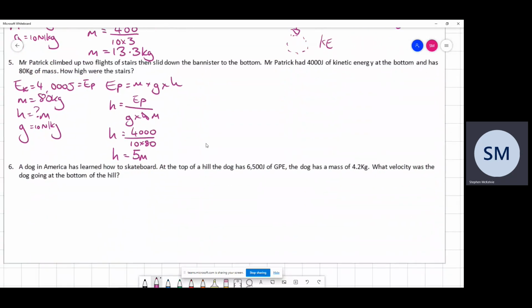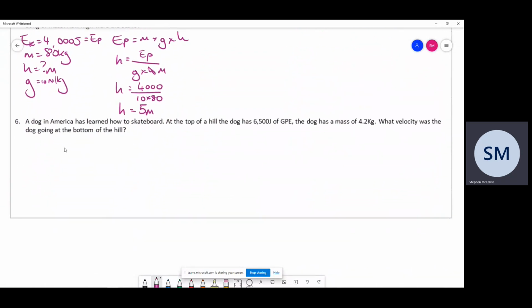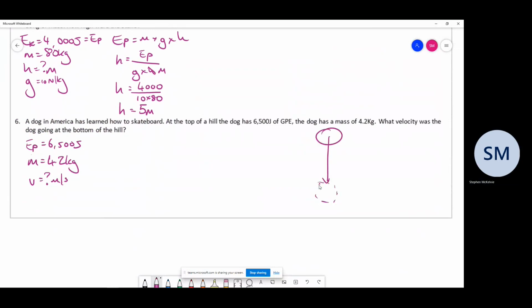A dog in America has learned how to skateboard. At the top of a hill, the dog has 6,500 joules of GPE. The dog has a mass of 4.2 kilograms. What velocity was the dog going at the bottom of the hill? Well, just the same way that we can say that the gravitational potential energy is equal to the kinetic energy when an object falls, we can say that the kinetic energy is the same as potential energy. So I can say that that is equal to kinetic energy. EK equals 1/2 times mass times velocity squared.